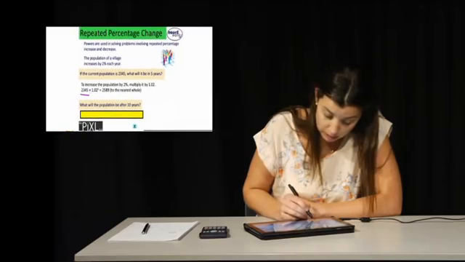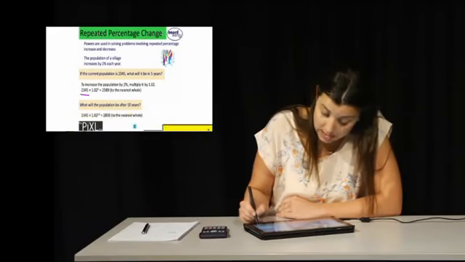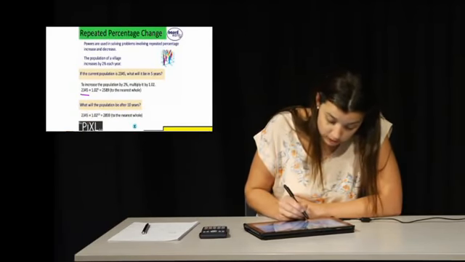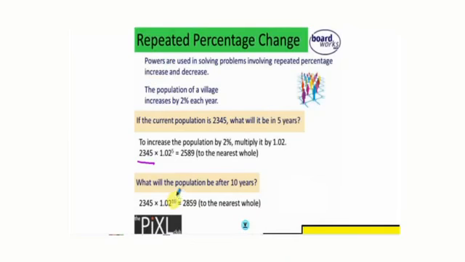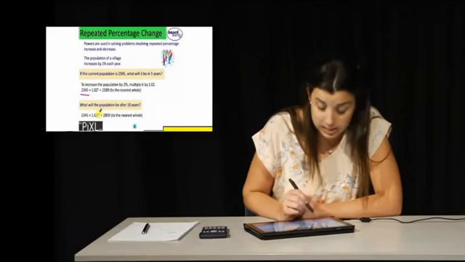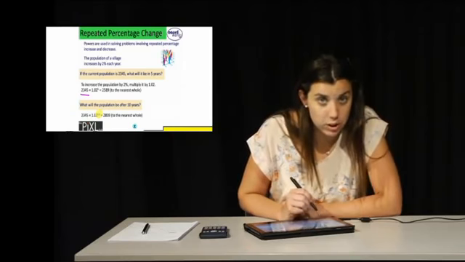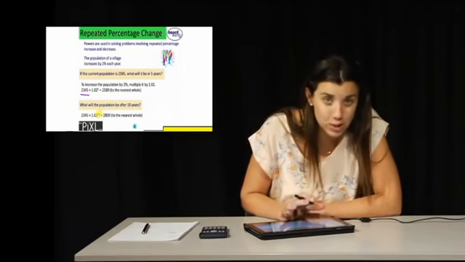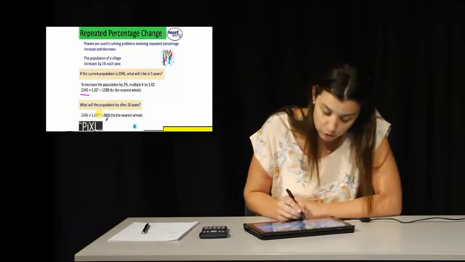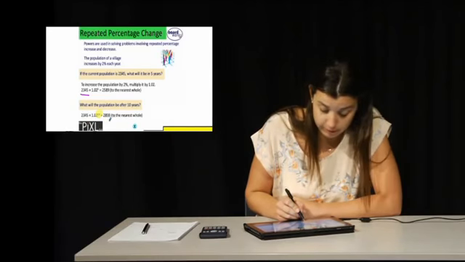2,589. Our second question is after 10 years. All that changes, you can see here, is our power. We've now got a power to 10. Again, we still round to the nearest whole number because we're talking about population, people. So we have 2,859.